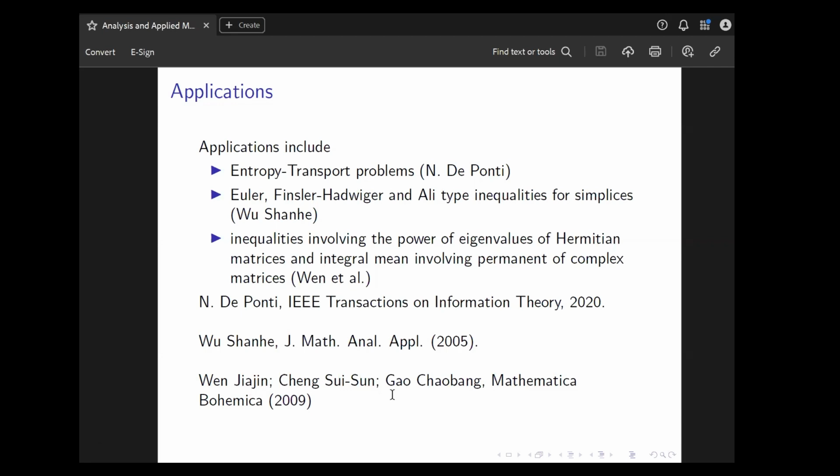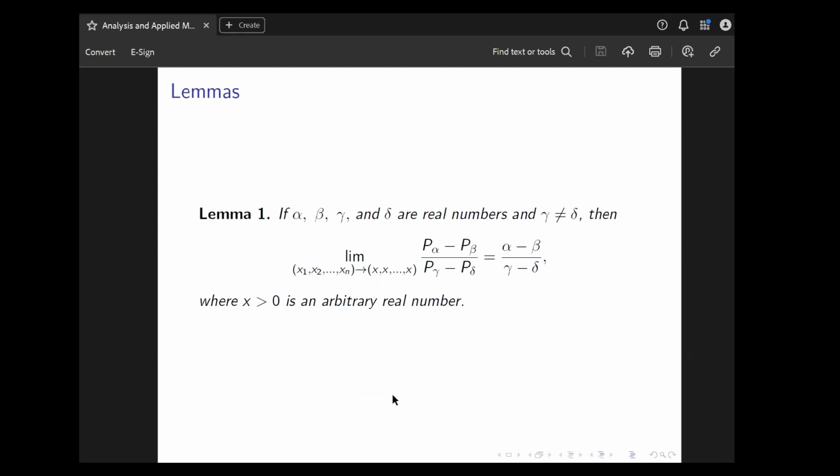So there are many interesting applications of the inequalities that we discuss, but I'm mainly interested in the mathematical part, and I will present only the mathematical part. There can be many other applications. First of all, I will need some lemmas. This one is an elementary lemma.